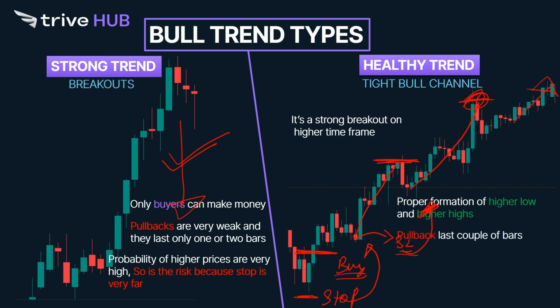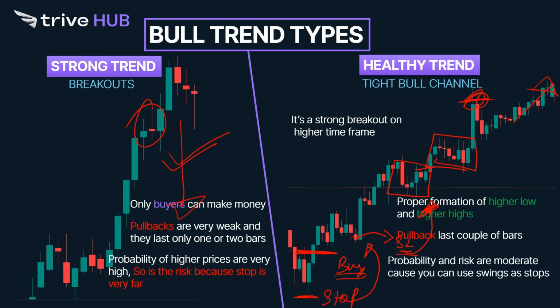And the pullbacks here last a couple of bars. In a breakout there are only 1 or 2 bars of pullback, but here we have reasonable pullbacks, like 4 to 6 bars. These are not actual pullbacks, they are just brief pauses for new players to enter and for existing players to get out and book their profits.